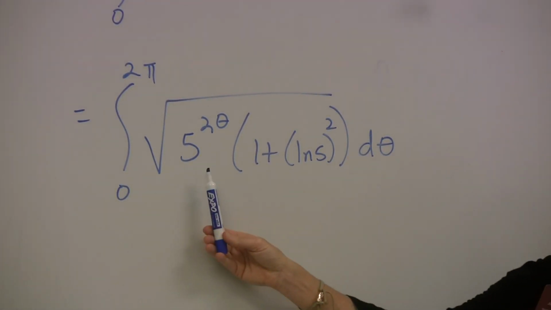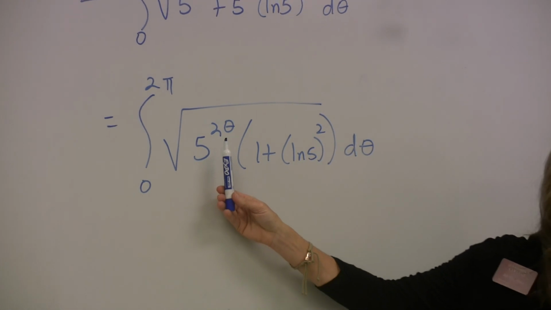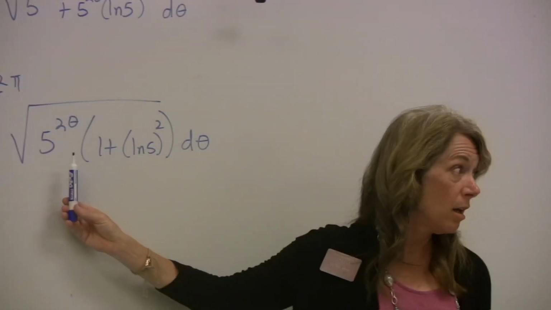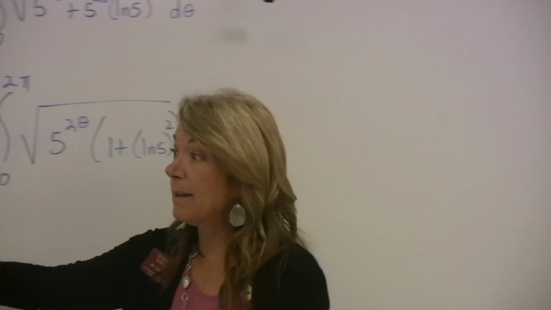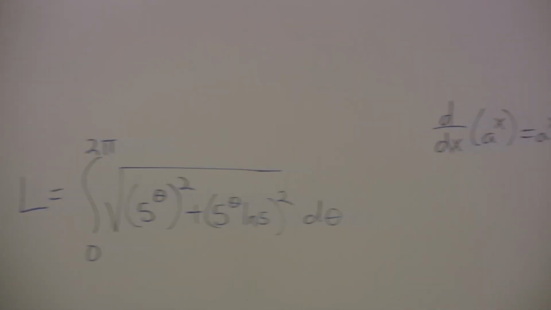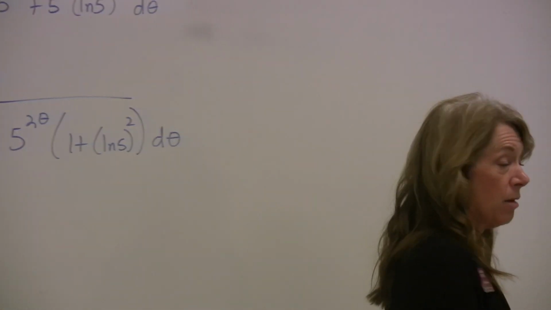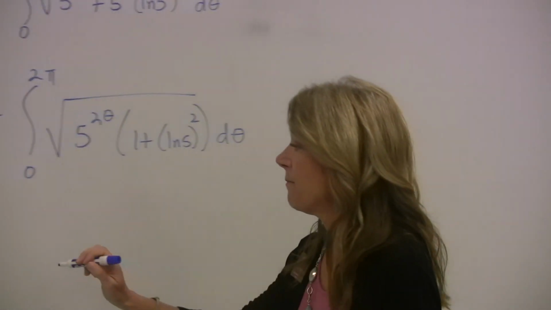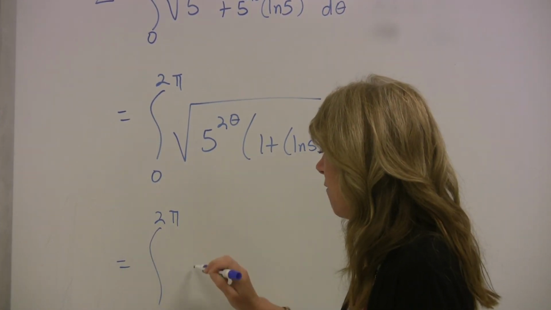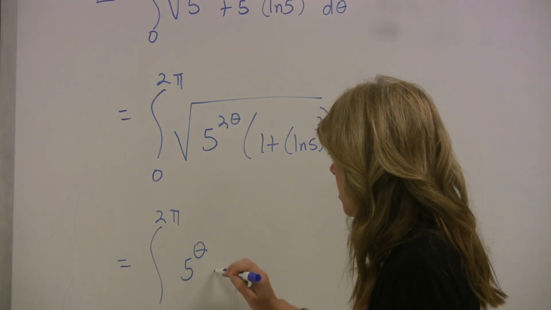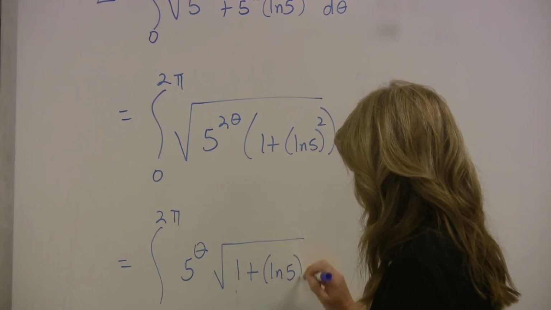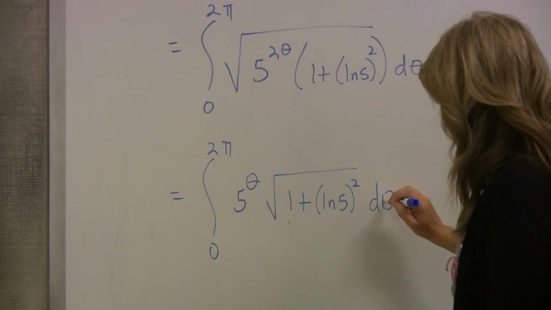But notice the 5 to the 2 theta is under the square root. Can I pull it out of the square root? Yep. What will it be? I think 5 to the theta, that's exactly what happened to it. 5 to the theta squared, if you take the square root of it, take half the exponent, that's going to come all the way out. So now I have 5 to the theta times the square root of 1 plus the natural log of 5 squared d theta.